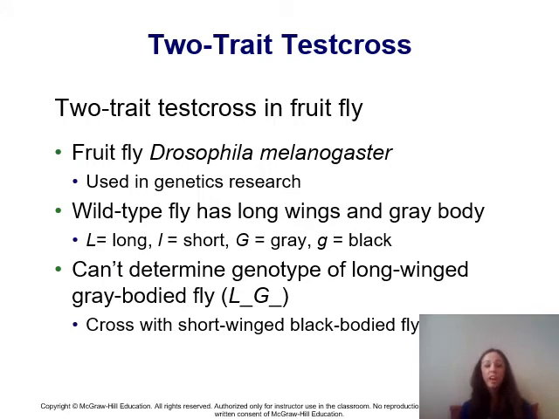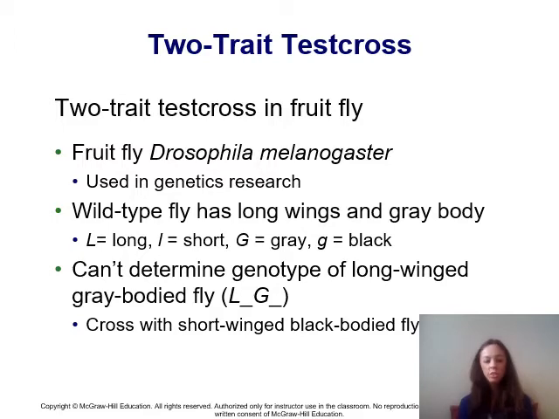So fruit flies are commonly used in genetic research today for the very same reason that Gregor Mendel used pea plants in his genetic research, because they reproduce very often and have short lifespans. So the scientists are able to get a lot of data really quickly. Here's an example of a 2-trait test cross using fruit flies.